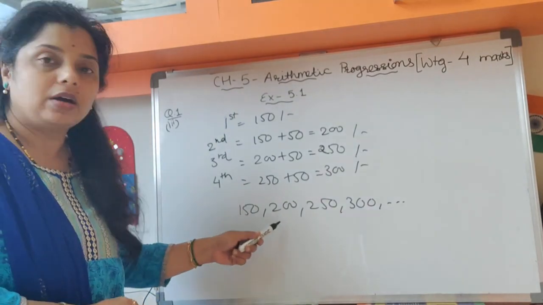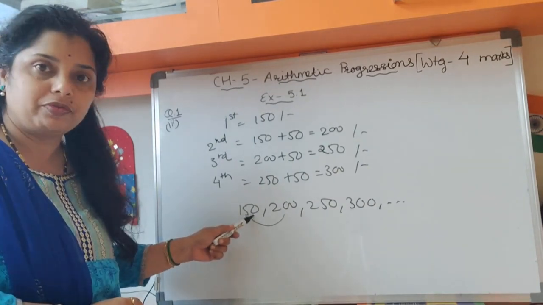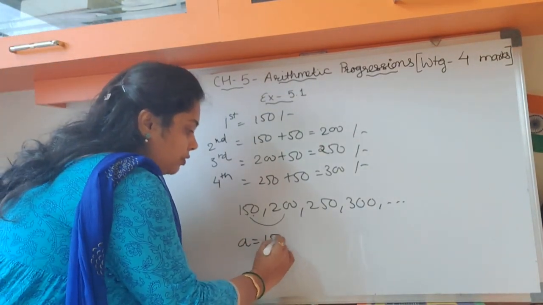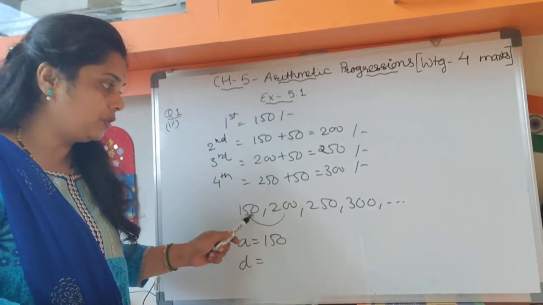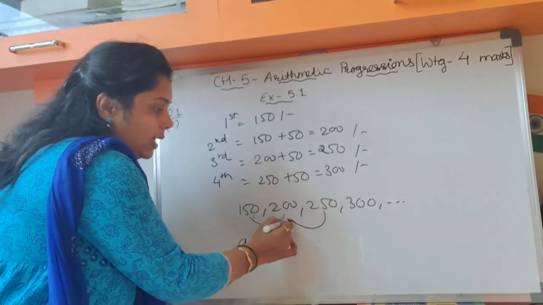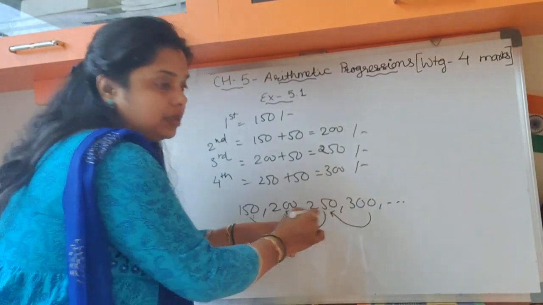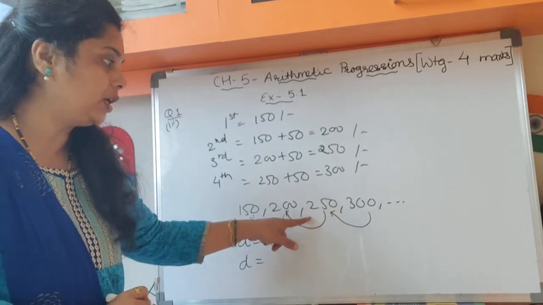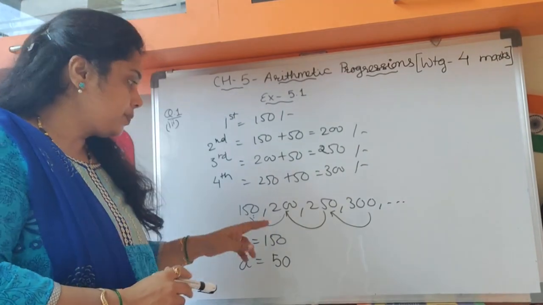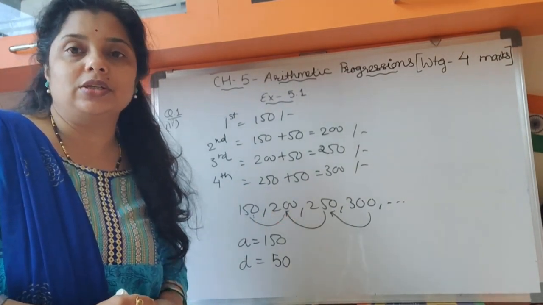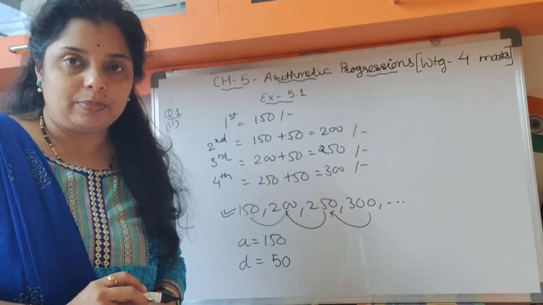If you take the common difference, second term minus first term, 200 minus 150. So here a is equal to 150 and what is d? Let's find out. 200 minus 150, it means 50. Third term minus second term, 250 minus 200, again 50. Fourth term minus third term, 300 minus 250, again 50. So we get 50 each time while taking the difference between two consecutive terms, and therefore we can say that this list of numbers is an AP.